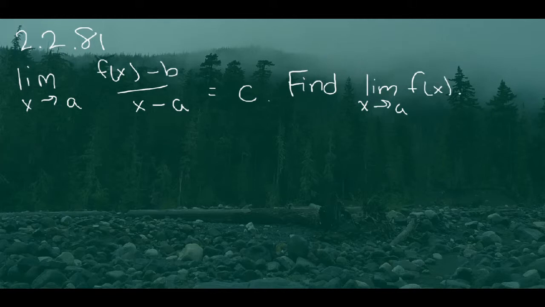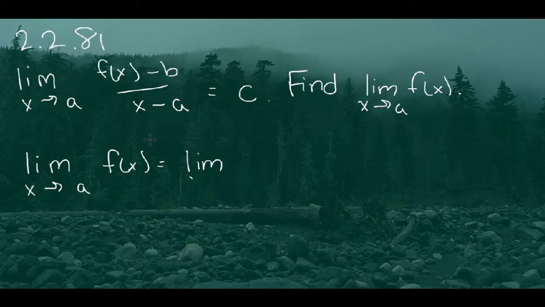Well, we're going to solve this the exact same way that we solved our previous one when we had specific constants. All we're going to do is multiply the x - a over to the right, and then add b on the right. So what do I have? I have the limit as x goes to a of f(x) is equal to, now on the right, the limit as x goes to a of (x - a) times c plus b, right? Because I've added the b over to cancel that out on the left.